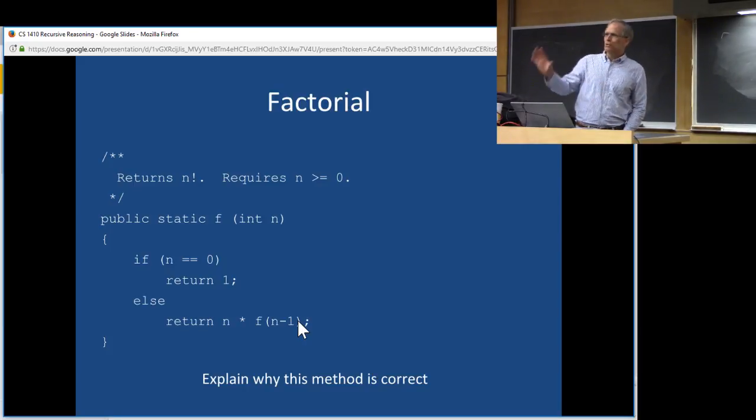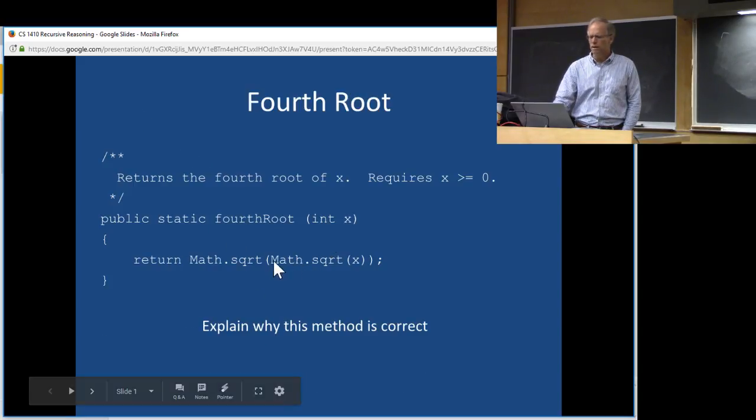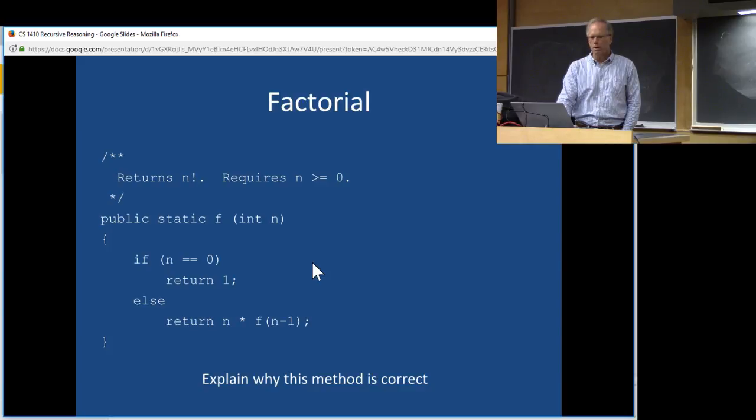Right? So the 95% of you that resist this, I'm not sure why. Recursion is just, this is a method call to f, just like this is a method call to square root. When we're reasoning about methods, we always assume that the methods we're calling will work correctly. And assuming that square root works correctly, we can argue that fourth root works correctly. And assuming that f of n minus 1 works correctly, we can conclude that f of n is going to work correctly.